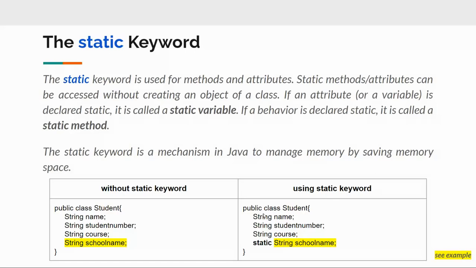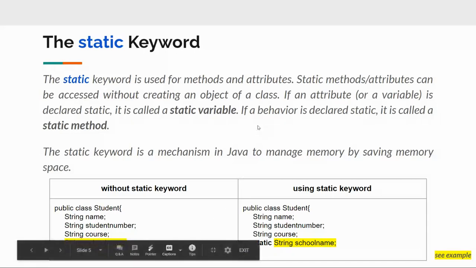Now we have variables called name, student number, course, and school name. All objects of student have different names. They also have different student numbers and different courses. However, for school name, the student objects of the student class will particularly have the same values. Now the issue with this is it is not memory efficient.